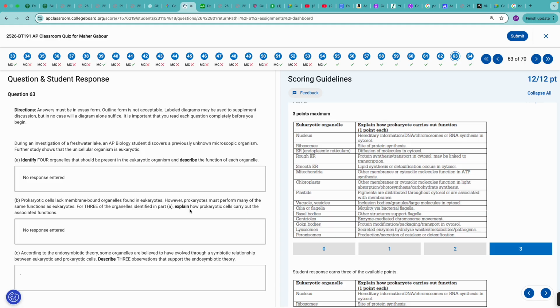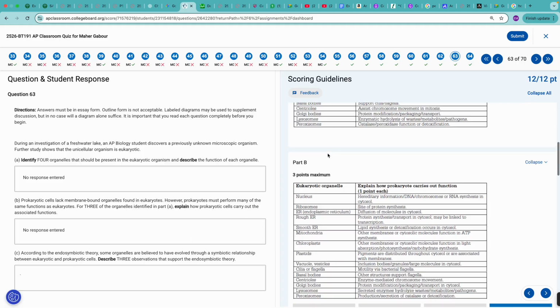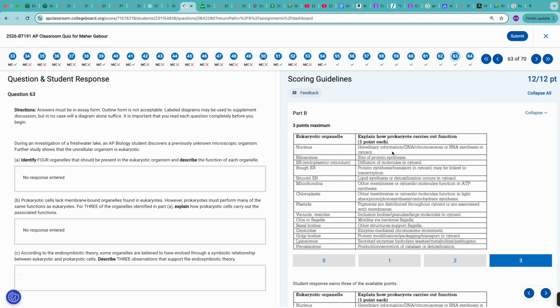If you said the nucleus up there, you can say the hereditary information, DNA, chromosomes, or RNA synthesis in the cytosol. So all the information of the DNA, your chromosomes, your RNA, they're all in the cytosol. So the functions of the nucleus are all carried out in the cytoplasm. And then ribosomes, if you pick ribosomes, it's the same. They both have ribosomes, so it's the site of protein synthesis.